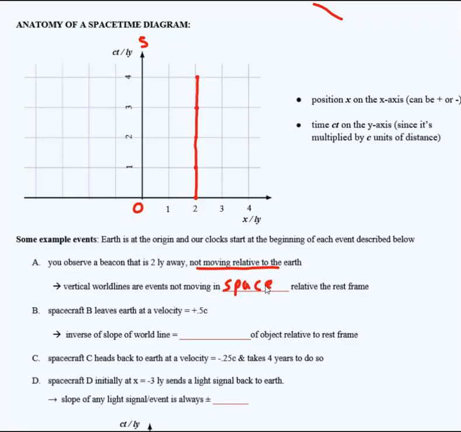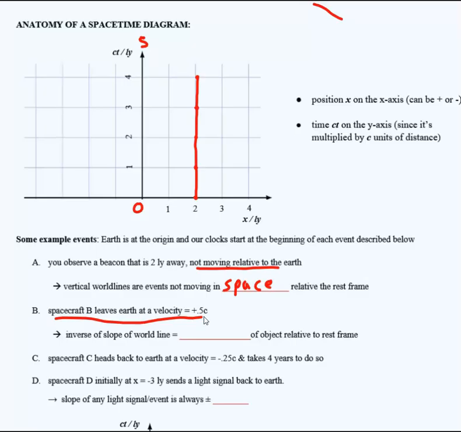Now, if something is not moving through time relative to us, well, that doesn't make any sense. Things have to move through time, so I just realized why I didn't say that. Okay, so let me go back. Let's look at another one. So now we have a spacecraft B that leaves the Earth at a velocity of half the speed of light in a positive direction.